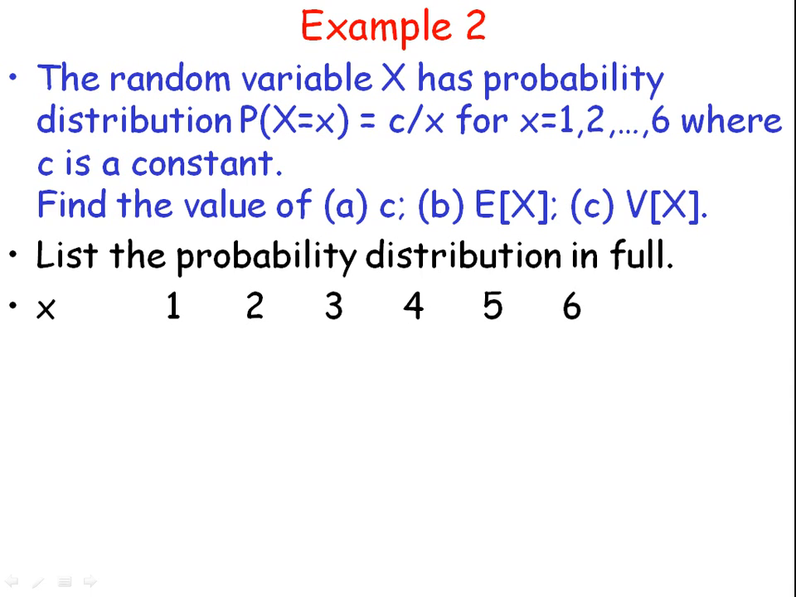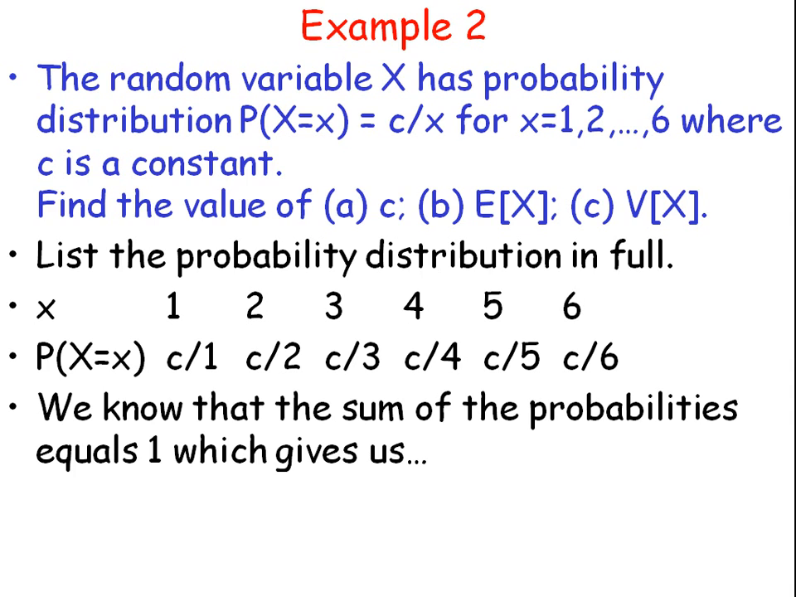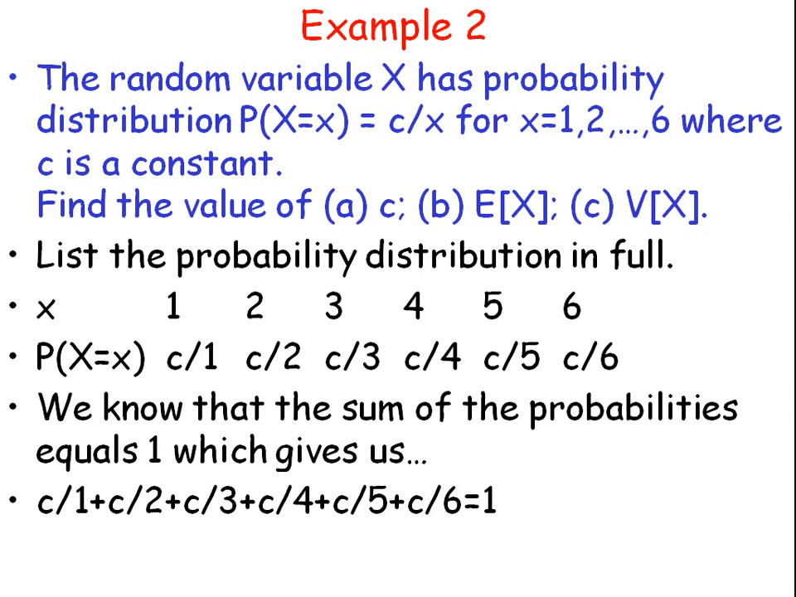Now the probability, it says here, is c divided by x. So when x is 1, we get c divided by 1. When x is 2, we get c divided by 2, all the way up to when x is 6, we get c divided by 6. How are you going to find out the value of c? Well, you know that all of those probabilities add up to 1. So the sum of those probabilities adds up to 1.